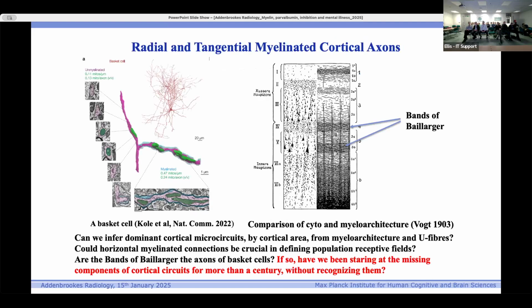So the question is, can we infer dominant cortical microcircuit by cortical area from myeloarchitecture and neuron fibers? Could the horizontal myelinated connection be crucial in defining population receptive fields? Are the bands of Baillarger the axons of basket cells? If so, have we been staring at the missing components of cortical circuits for more than a century without recognizing them?